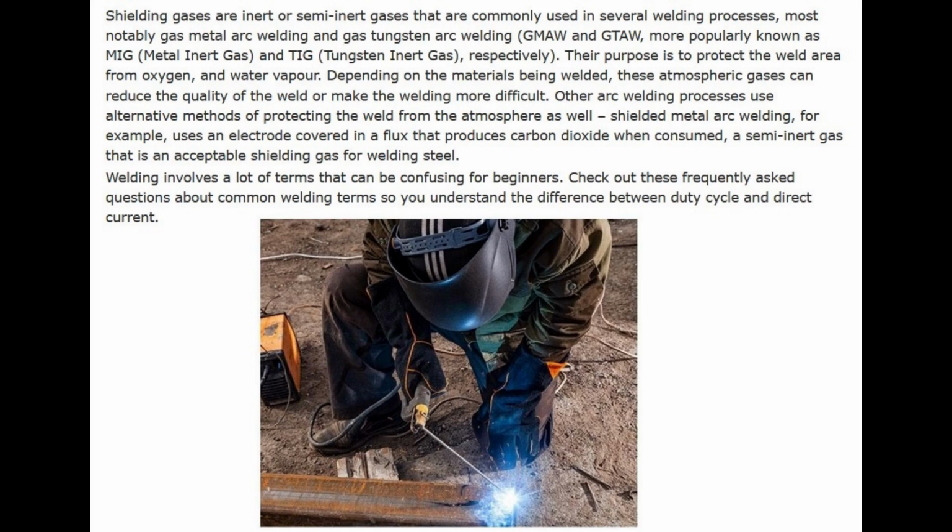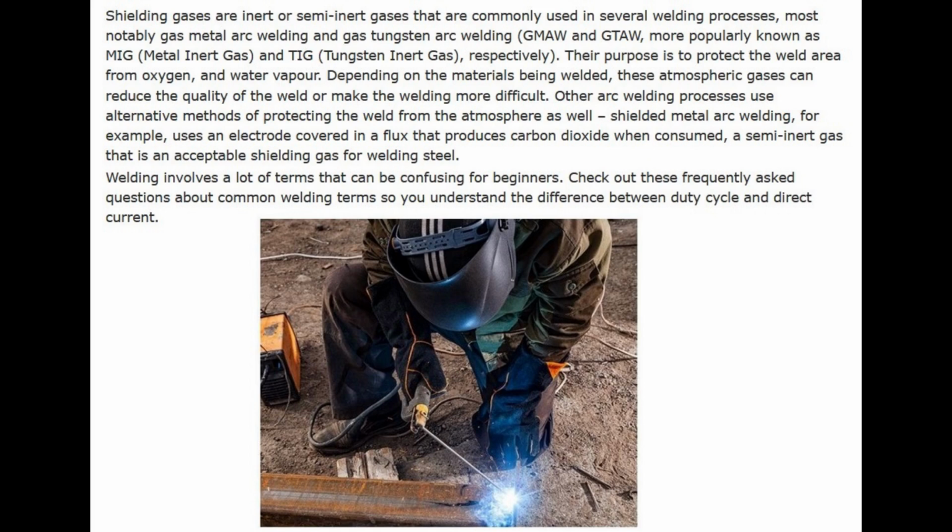Depending on the materials being welded, these atmospheric gases can reduce the quality of the weld or make the welding more difficult. Other arc welding processes use alternative methods of protecting the weld from the atmosphere as well. Shielded metal arc welding, for example, uses an electrode covered in a flux that produces carbon dioxide when consumed, a semi-inert gas that is an acceptable shielding gas for welding steel.